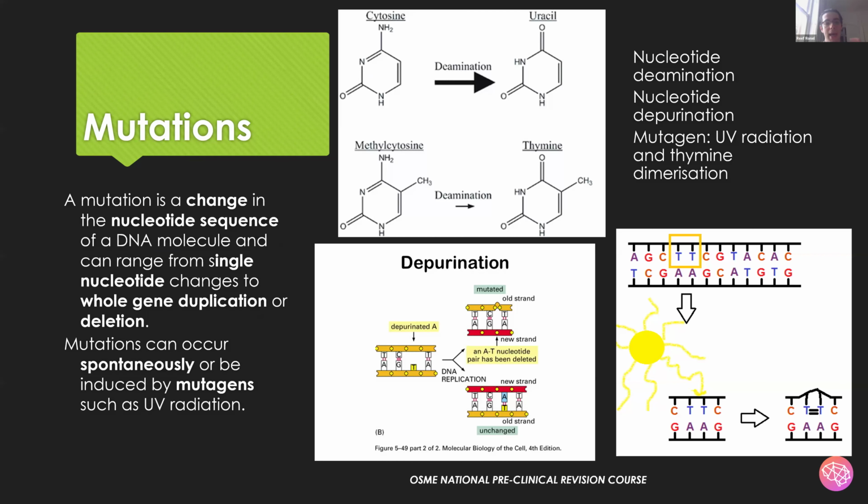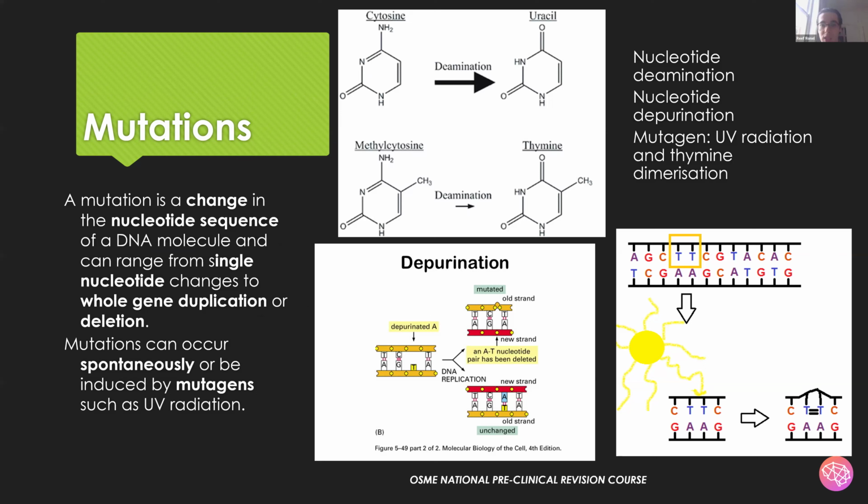So now thinking about how mutations can occur and come about. First of all, a mutation is just a change in the nucleotide sequence, and it can range all the way from single nucleotide changes to whole gene duplications or deletions, right? And we generally think about how this can occur spontaneously or whether it's induced by mutagens.